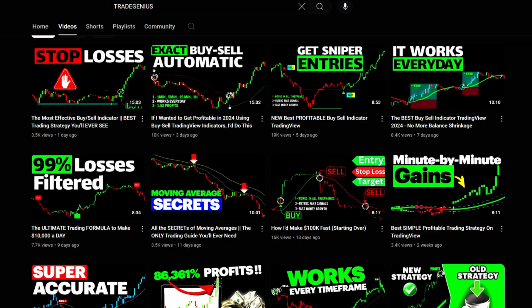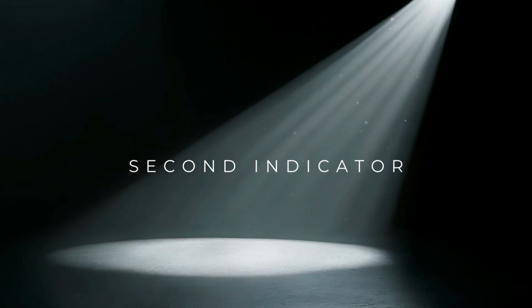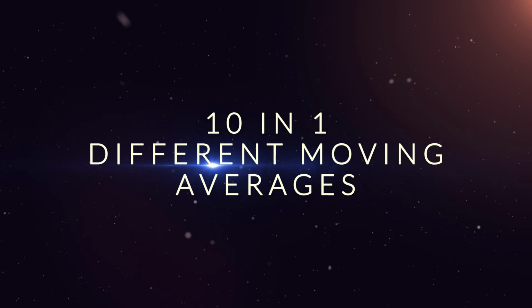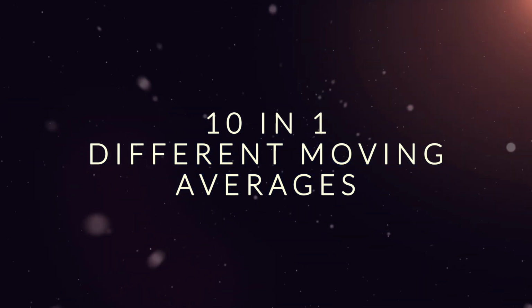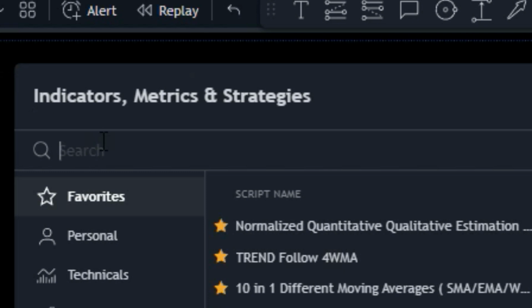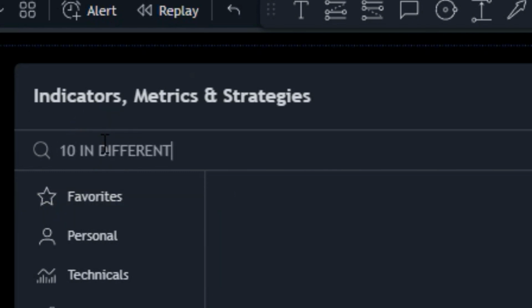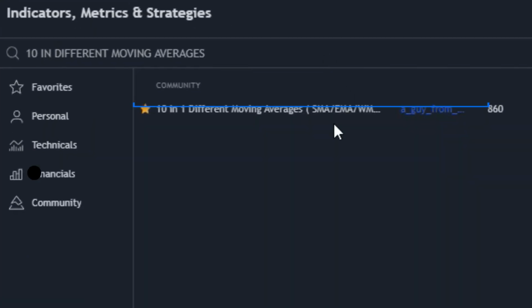Now, let's get back to the strategy at hand. Move on to the second indicator in our strategy, the 10 and 1 different moving averages indicator. You can easily find it and add this versatile indicator to your chart from the indicator section at the top of the TradingView platform. This powerful tool combines 10 various moving averages, providing a comprehensive view of the market's momentum and trends.